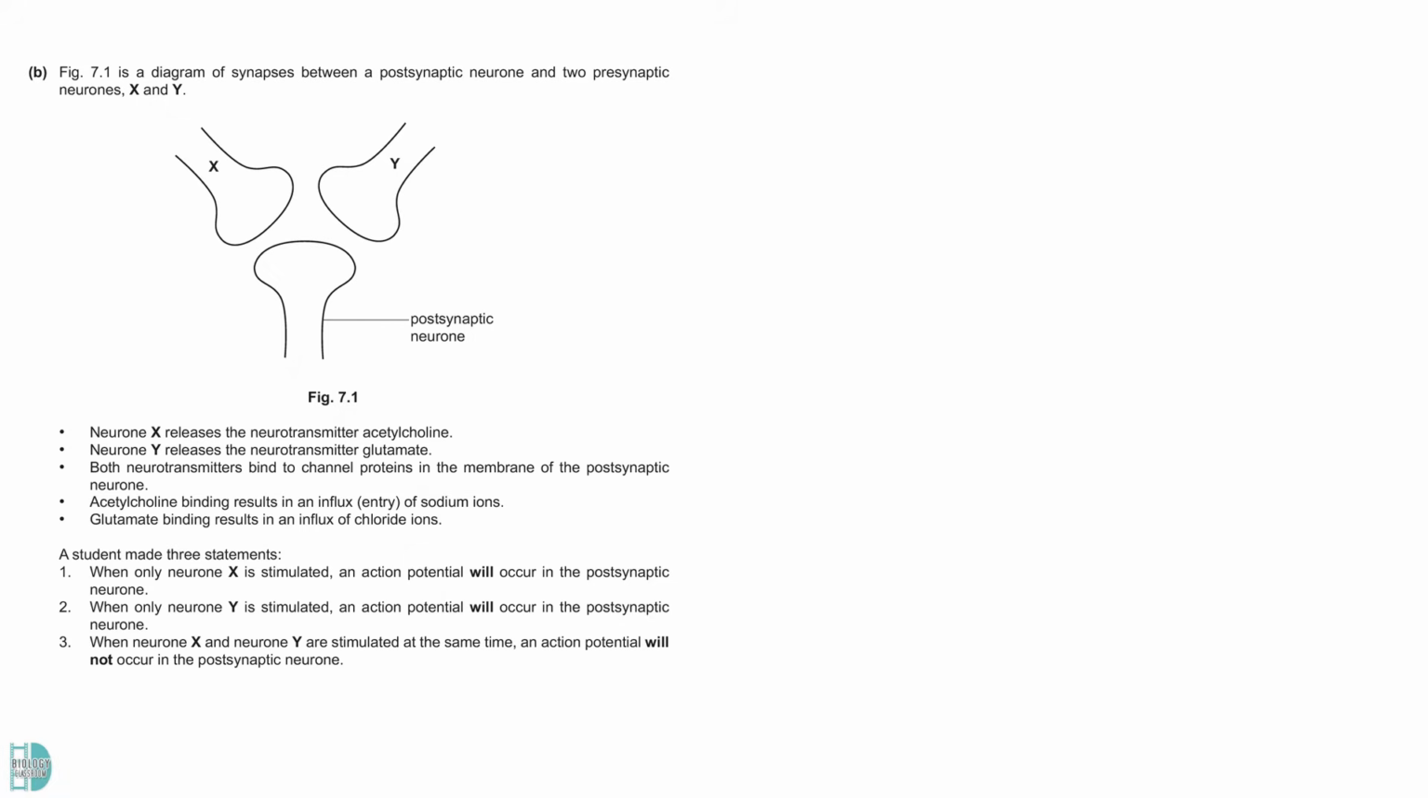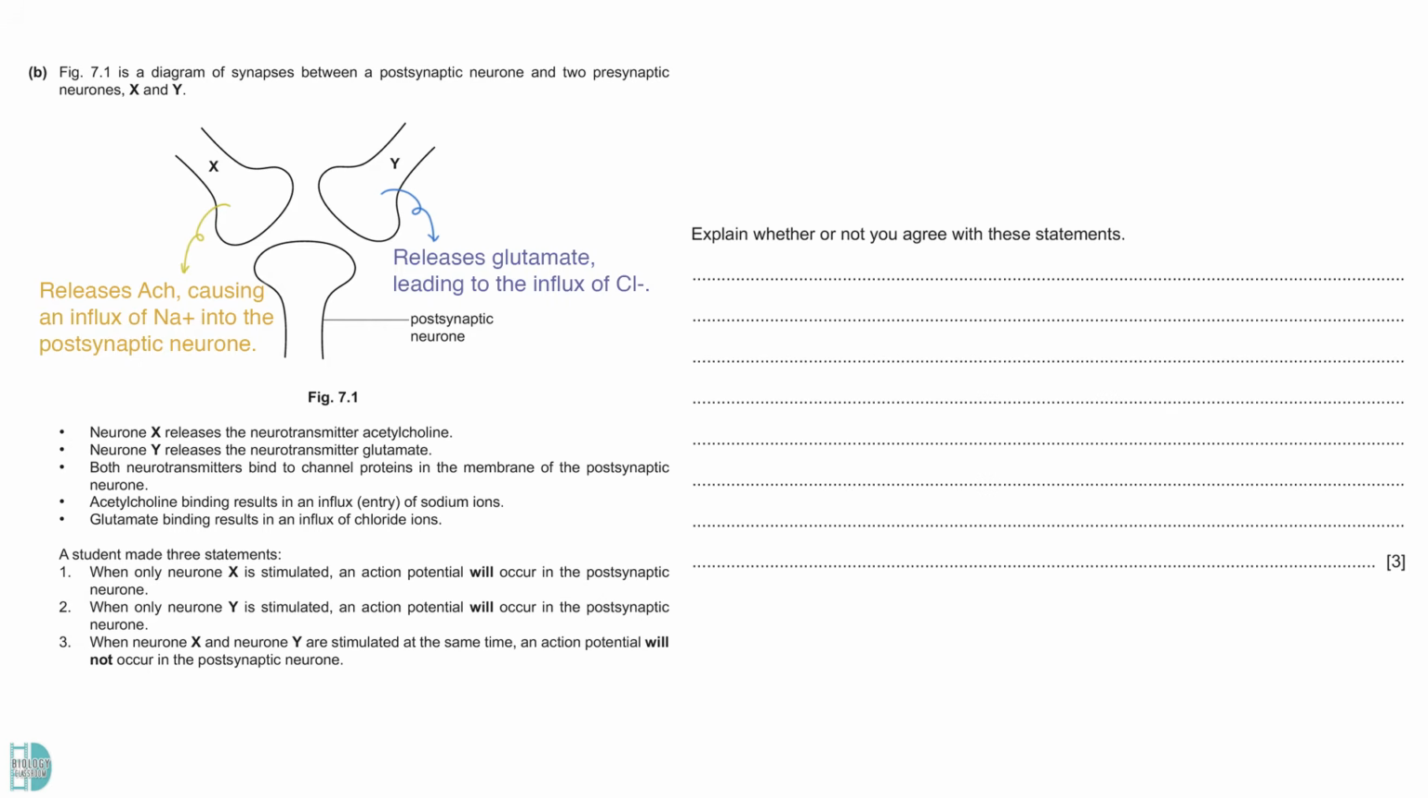In B, we have a synapse between three neurons. Neuron X releases acetylcholine, causing an influx of sodium ions into the postsynaptic neuron. Neuron Y releases glutamate, leading to the influx of chloride ions. You are asked to explain if you agree with the statements made by a student.